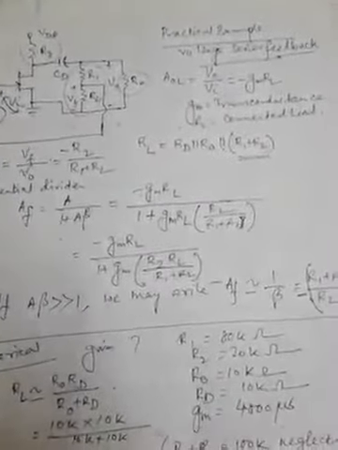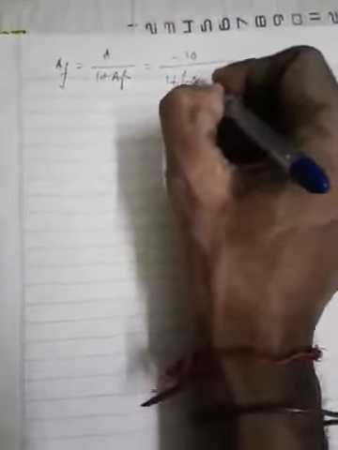Now if we want to calculate the gain with feedback, it should be using the standard form which we are using in many places, AF equal to A by 1 plus A beta, where A and beta are already known, found out by us, minus 20 and minus 0.2. So this should be minus 4. So this is the way how these problems can be solved for practical applications of voltage series feedback topology.